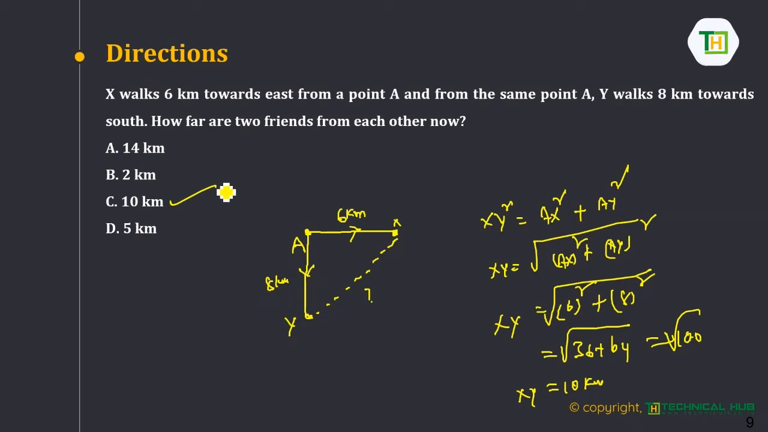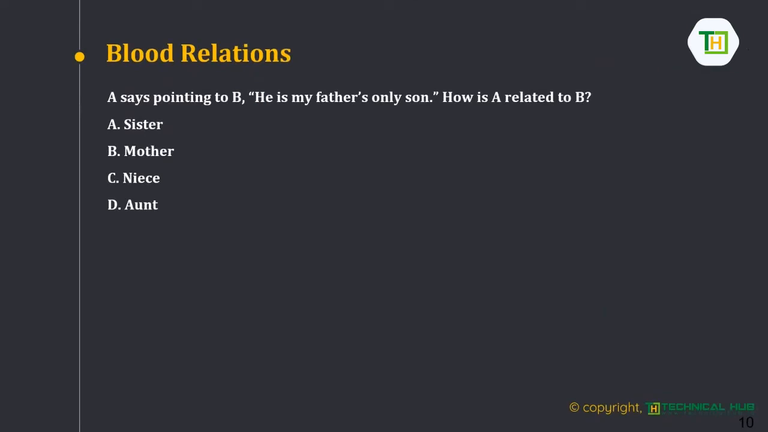Okay, so move on to the next one. Yes, blood relations. How many students gave the correct answer in this? A says, pointing to B... Introducing blood relations means pointing to a person: he is my brother's father's son, or he is my sister's son-in-law, something. Introducing a person by a photograph or in a family tree or anything, this is introducing blood relations.